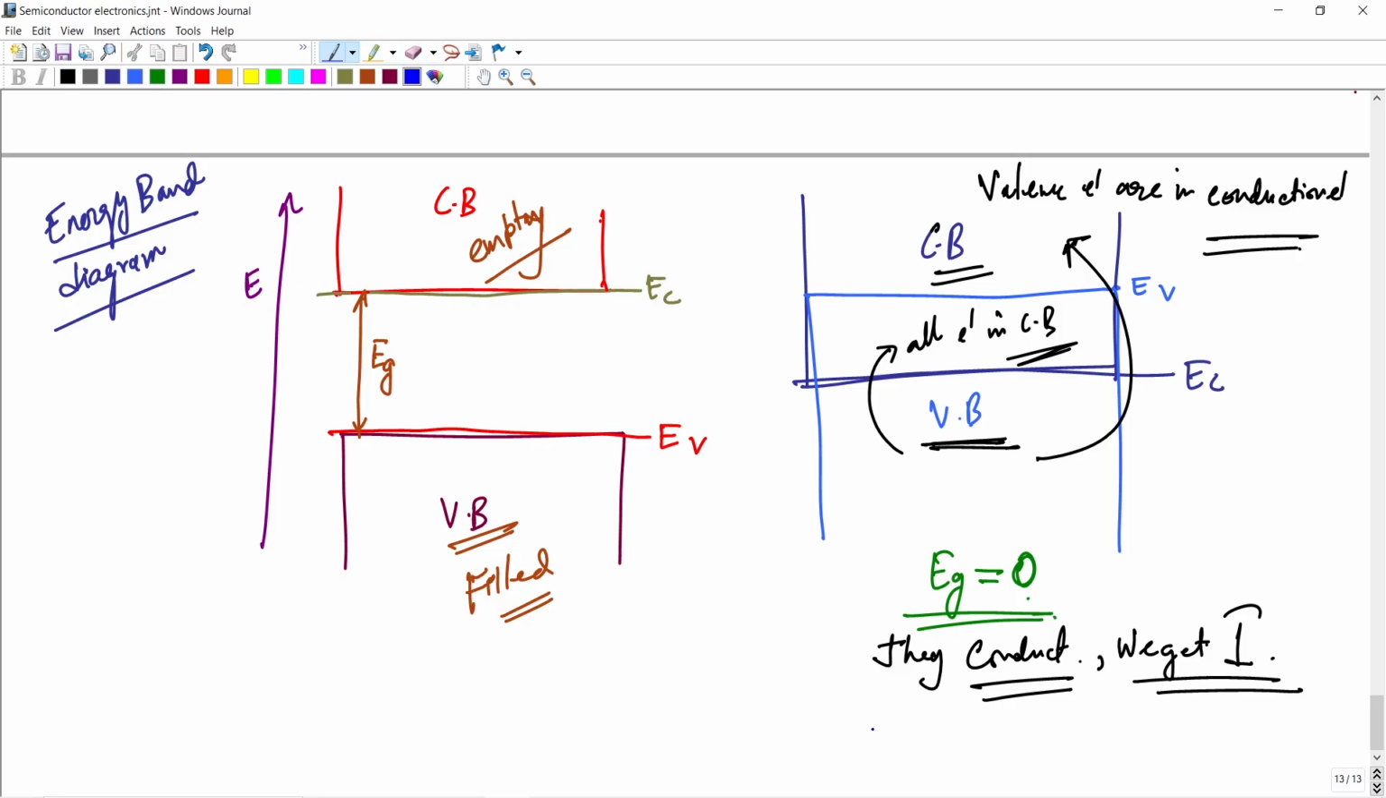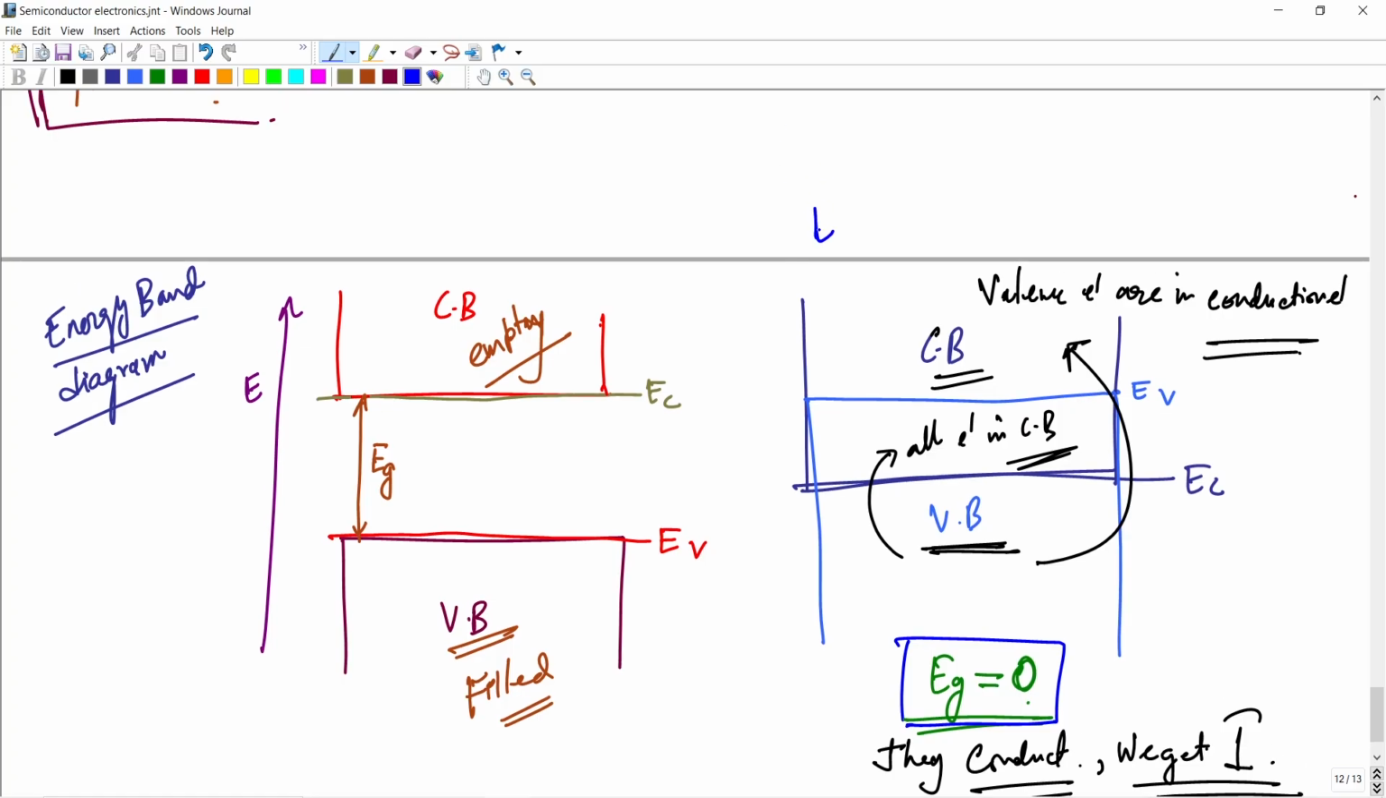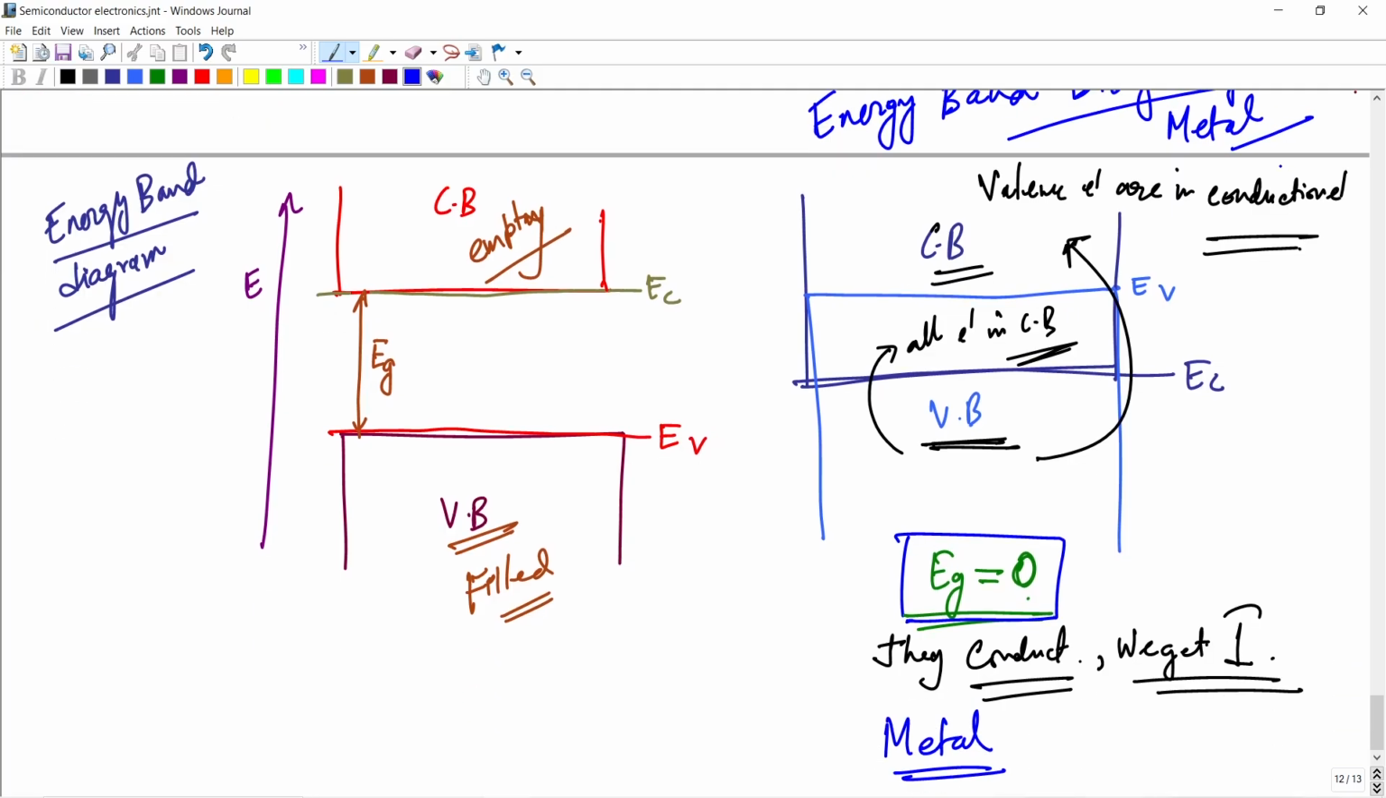So that example is a metal. We know that metal is a good conductor of electricity because the energy gap is 0. All valence electrons are also conduction electrons, and these electrons conduct electricity. So that's the basic energy band diagram of metal. And we know that metal is a good conductor of electricity.